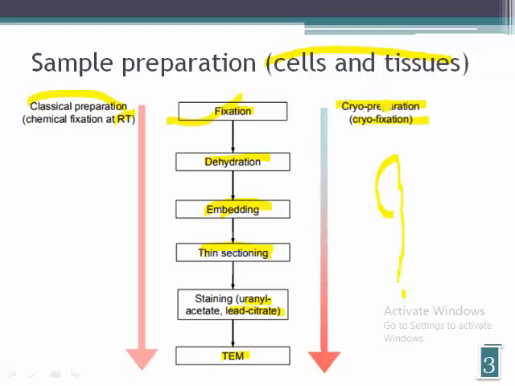Once the specimen is frozen, then it will be dehydrated and fixed with the chemical fixative. But this process is not done at room temperature. It will be done at a very low temperature, you can say below minus 90 degrees centigrade. And then we will follow the same steps. So this is how we can prepare cells and tissue samples.